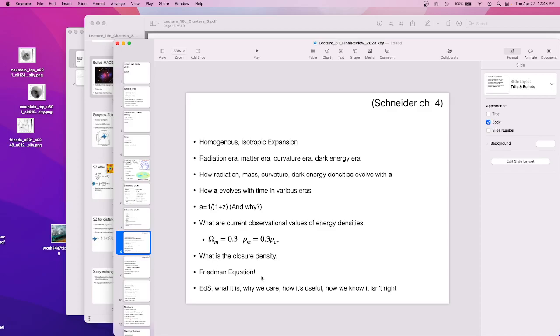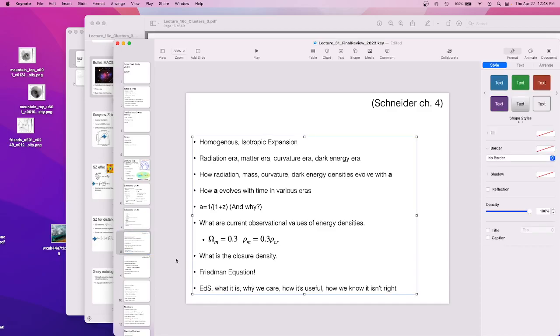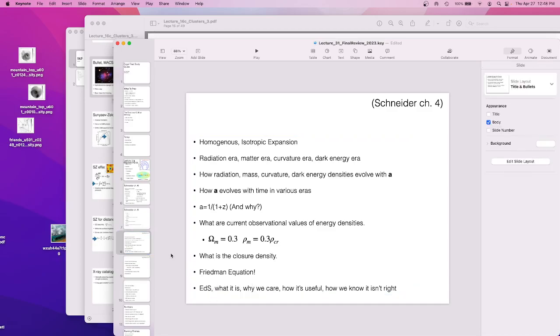Make sure you know the Friedmann equation: a dot squared equals H naught squared times omega radiation over a to the fourth, and so on. Write that down. Make sure you understand the Einstein-de Sitter model. Even though it's wrong, it's still really useful.